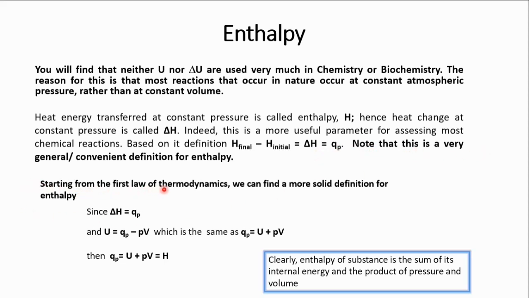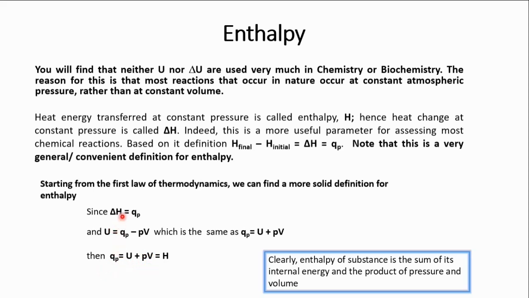If we start from the first law of thermodynamics, however, we find a more solid definition for enthalpy. Now, enthalpy change is equal to Q, heat at constant pressure. U, which is internal energy, is equal to Q at constant pressure minus PV, which can be rearranged to give Q is equal to U plus PV. So constant pressure heat is equal to U plus PV. Then enthalpy, H, is equal to the constant pressure heat, which is the same thing as saying the internal energy plus the effect of pressure and volume.